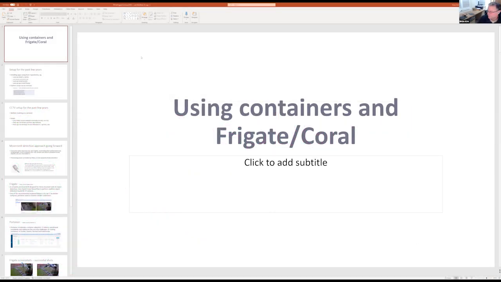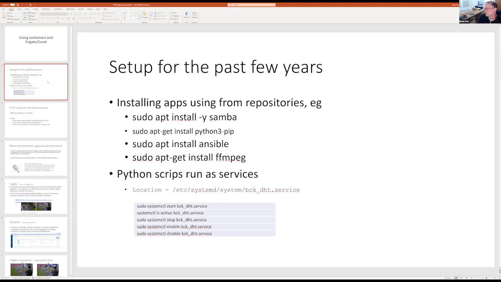Experimenting with containers, Frigate and Coral. This is mainly around my system of cameras that I've got. I had a neighbor get burgled a while ago, so I got quite interested in cameras. And so over the past few years, I've been going with the approach of installing apps.